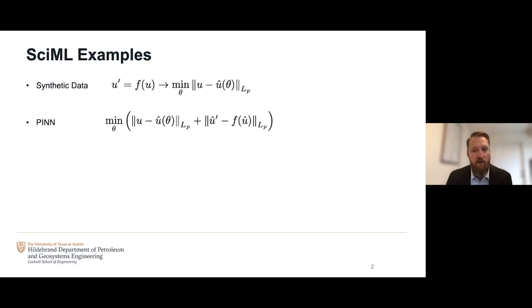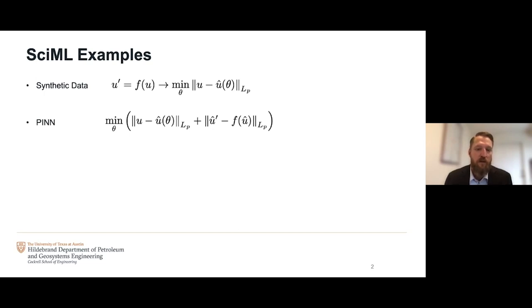Additionally, a few years ago, the notion of physics-informed neural networks was coined. And the idea behind this type of thing, and typically, if you notice, the first term is identical to the term up here, right? And this is the standard loss function for a machine learning model, right? We have some data, and we have some estimation that's parameterized with theta, and we want to minimize that, find the theta that forces this to be a minimum.